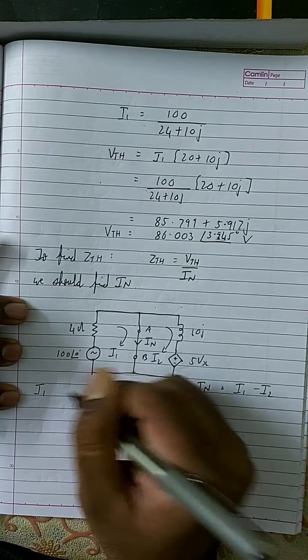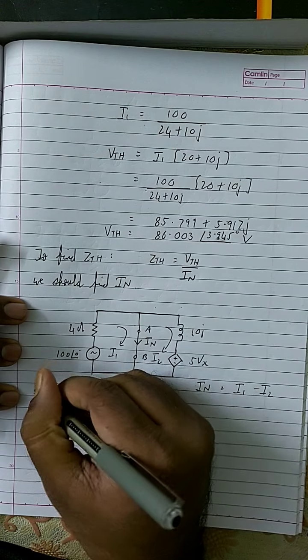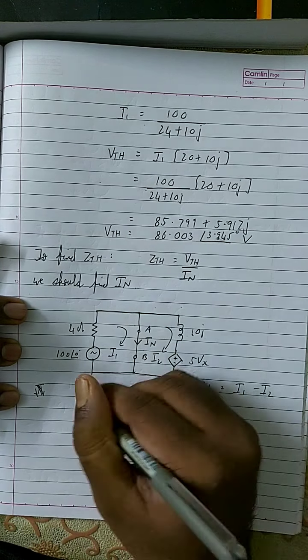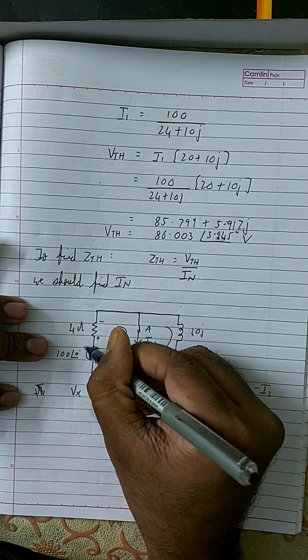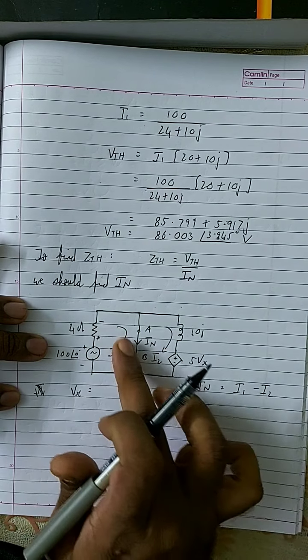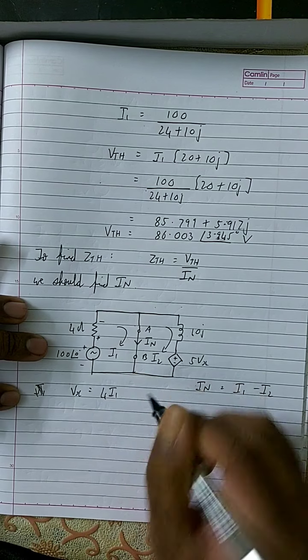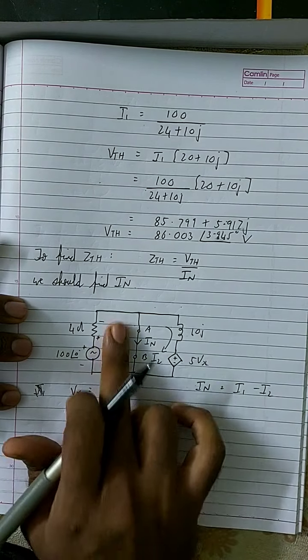First, we write the dependent source equation. What's the equation for Vx? Vx is equal to 4I1, right? Because this is plus and this is minus. The current is flowing from a higher potential to a lower potential. So Vx is equal to 4I1. Okay. So now let me write the equation for mesh 1.